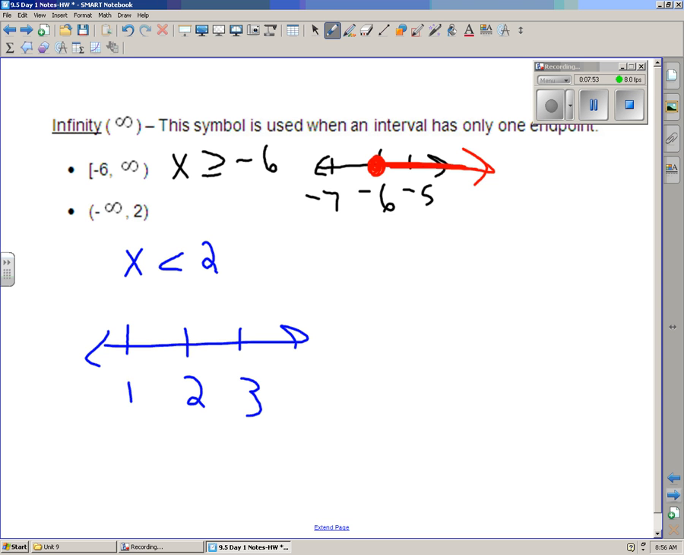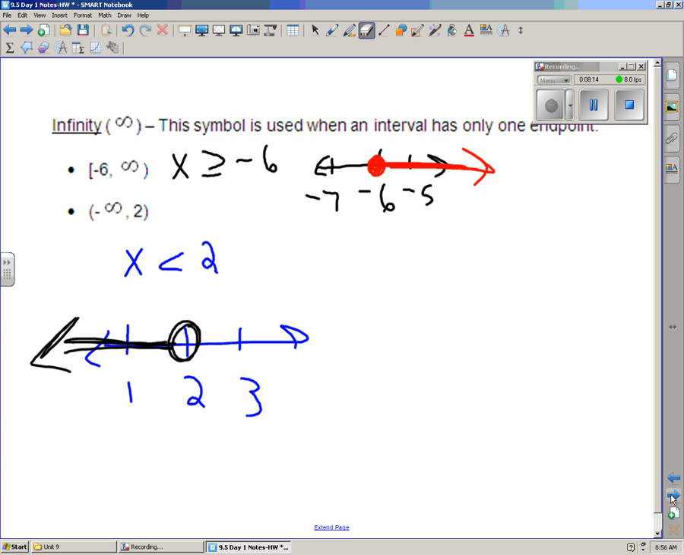So I've got 1, 2, 3. And now what happens, it's an open circle on 2. I can't include it. And it's going all the way down to infinity. Okay, so those are the deals with your systems, when you have interval notation with open circles and closed circles, and then you've got infinity.